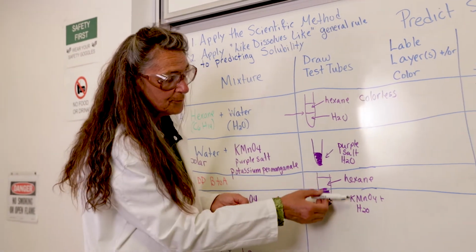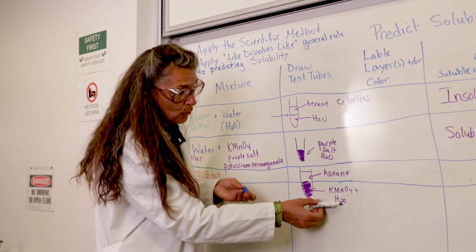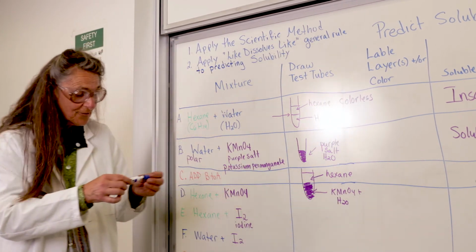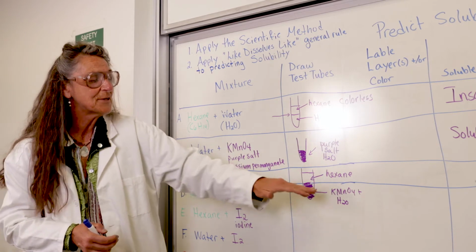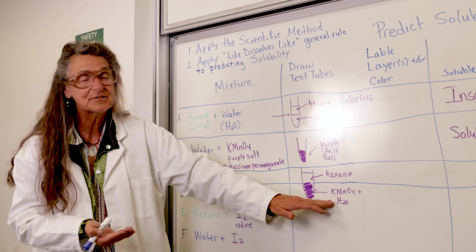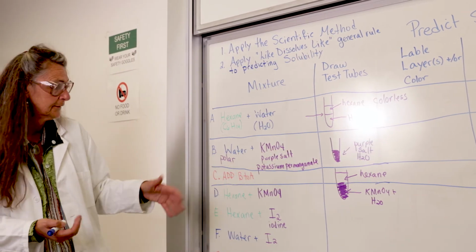And again, it follows this rule. Hexane is not soluble in water, and it doesn't solubilize salt. And water is also known as a universal solvent. Not that it dissolves everything. We just saw it doesn't dissolve hexane, but it does dissolve other polar materials and salts, generally speaking.